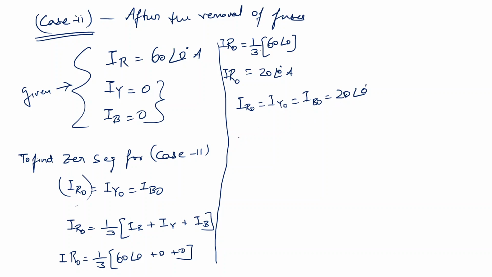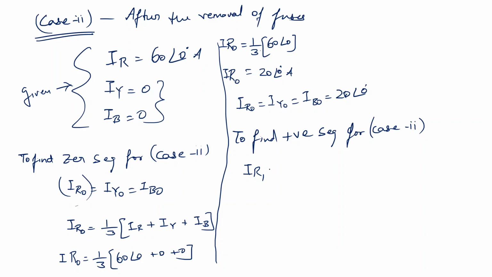Okay, next, what to find? Can we go for positive or negative? Okay, we'll go for positive now. Positive sequence for case 2. Tell me, what is IR2 or IR1 for positive? Please tell me someone fast. For positive sequence, IR2 or IR1? IR1. Very good.